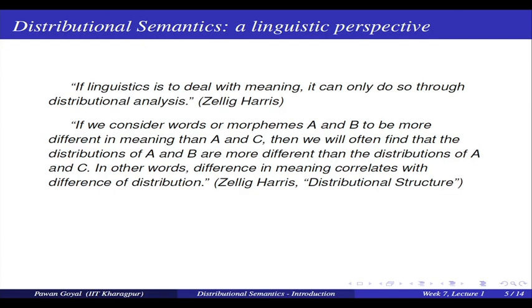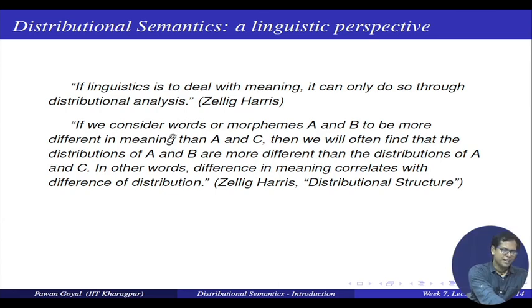Another very similar quote from Zellig Harris, from his work Distributional Structure: if we consider words or morphemes A and B to be more different in meaning than A and C, then we will often find that the distributions of A and B are more different than the distributions of A and C. In other words, difference in meaning correlates with difference of distribution.